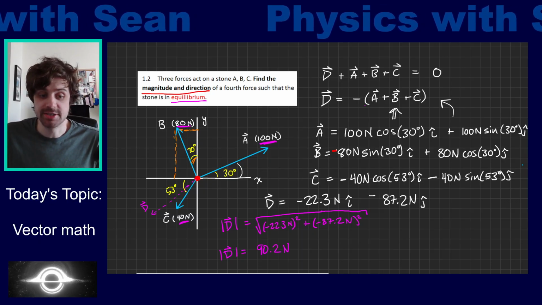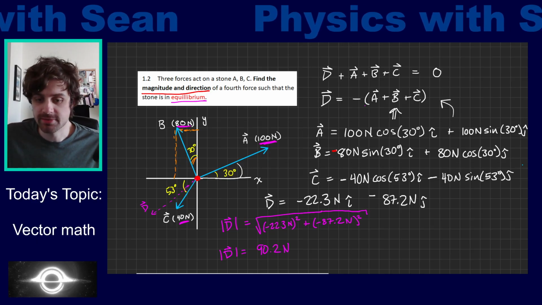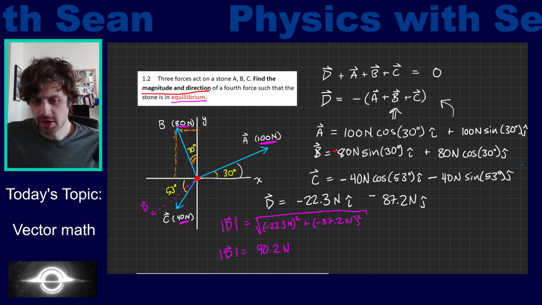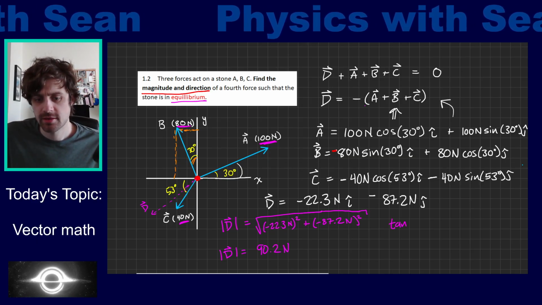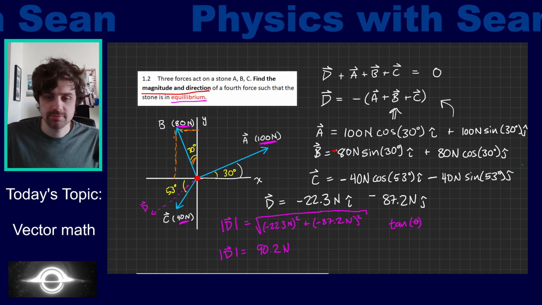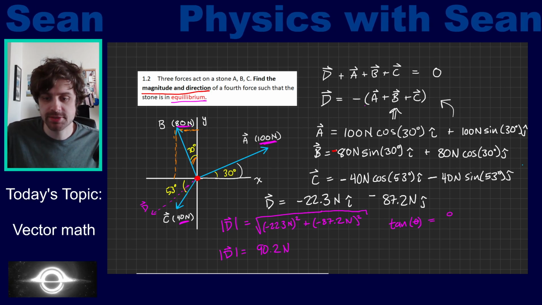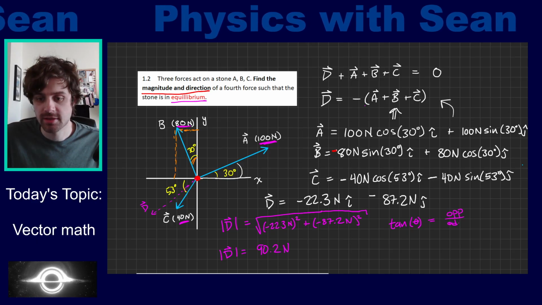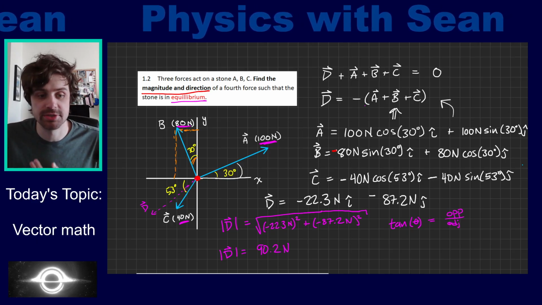To get the direction that vector D is pointing in, I'm going to do the following. I'm going to say that I know that the tangent of any angle is equal to the opposite side of some right triangle over the adjacent, so the ratio between these two things.